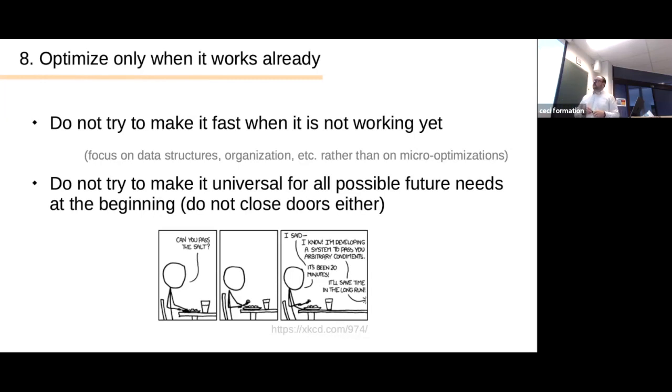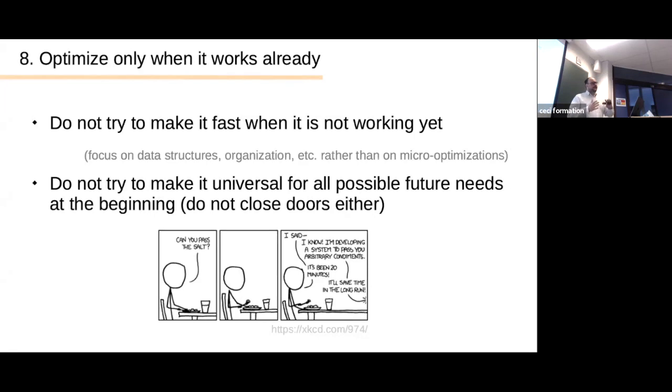Also, do not try to make it universal for all possible uses at the beginning. Sometimes we have a tendency to write code which is universal and solves all problems. And then you say, okay, but if I put A equals 1 here, it does actually what I need to do for my thesis. This is not the correct way to go, but also do not close doors either.